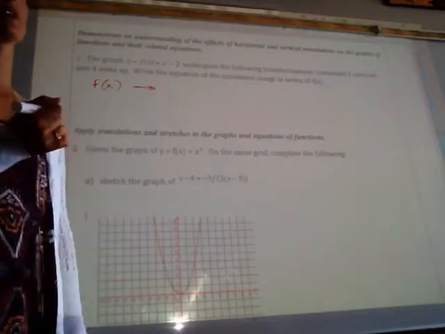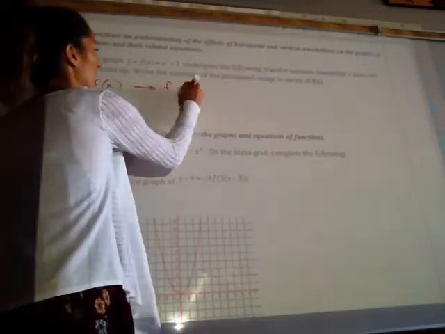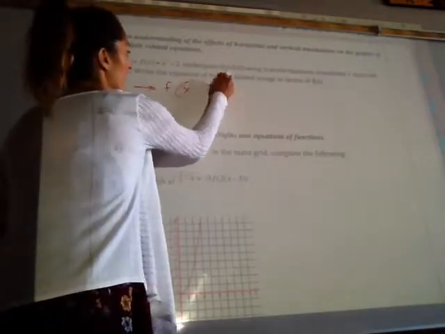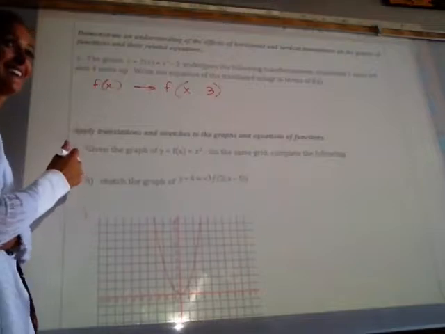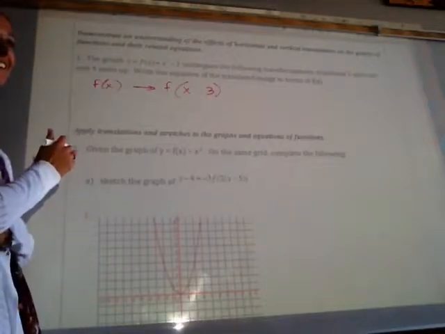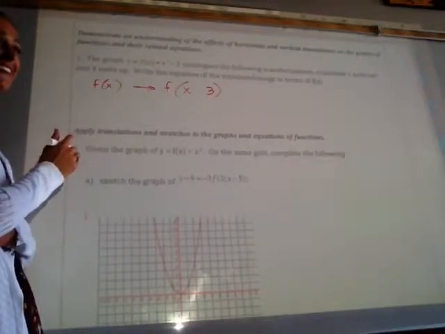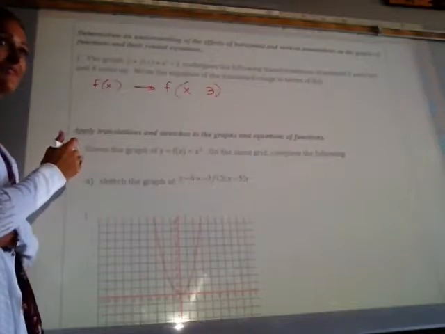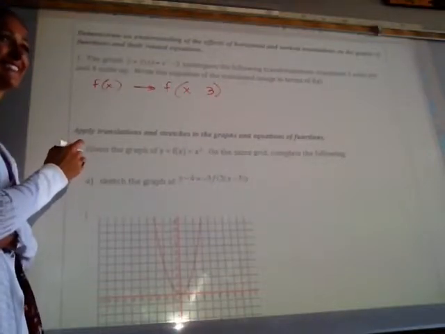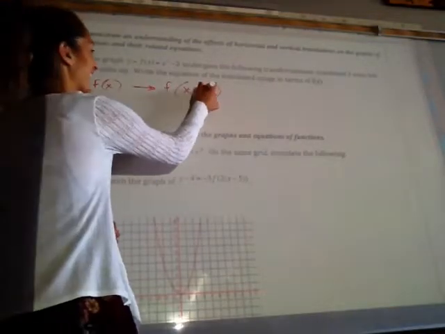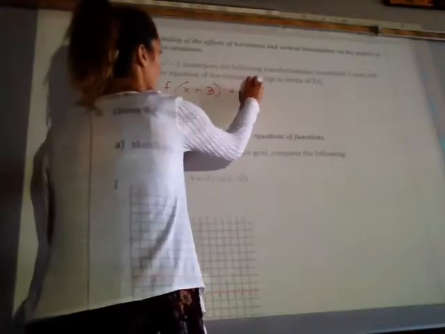We're translating 3 units to the left. So now it will be f of x, 3. What goes in the middle? We're going to the left. Mark? Plus or minus? We're moving to the left. You got it, Matt. Good team. Okay, and now we're moving 4 units up. So on the outside of the function, we go up 4 units.